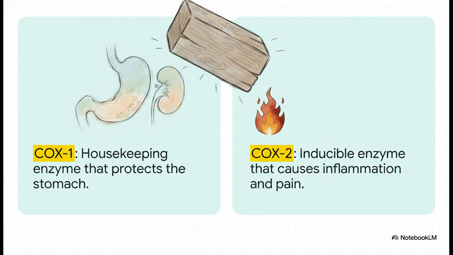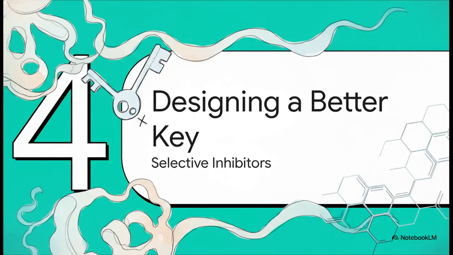And boom, this reveals our core dilemma. Traditional NSAIDs are incredibly blunt instruments. They block both. Sure, they cure the pain by blocking COX-2, but they strip away your stomach's natural defense by simultaneously shutting down COX-1. This brings us nicely to part 4, designing a better key.